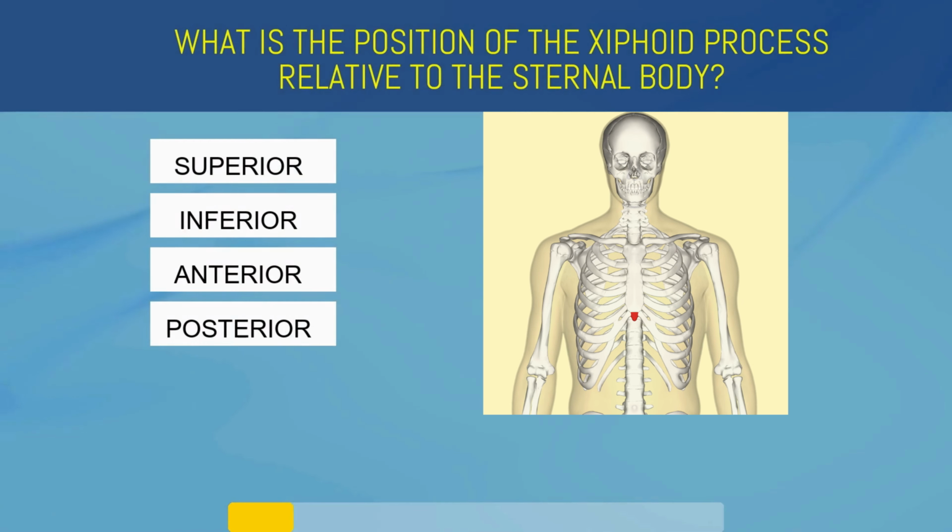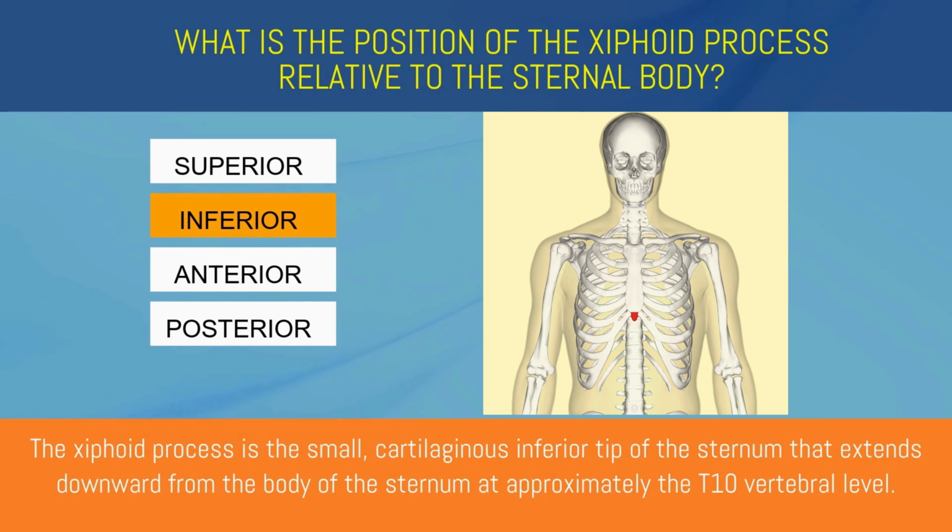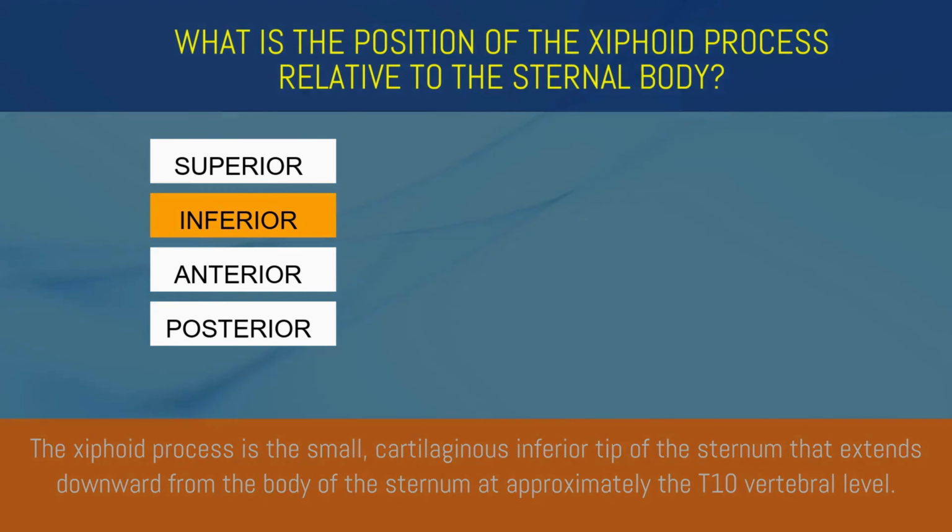What is the position of the xiphoid process relative to the sternal body? Superior, inferior, anterior, or posterior? Inferior. The xiphoid process is the small, cartilaginous inferior tip of the sternum that extends downward from the body of the sternum at approximately the T10 vertebral level.